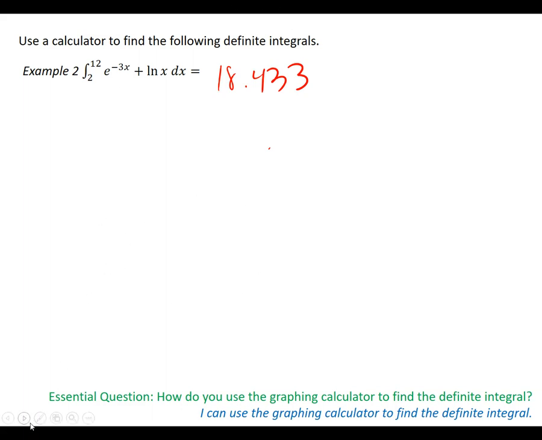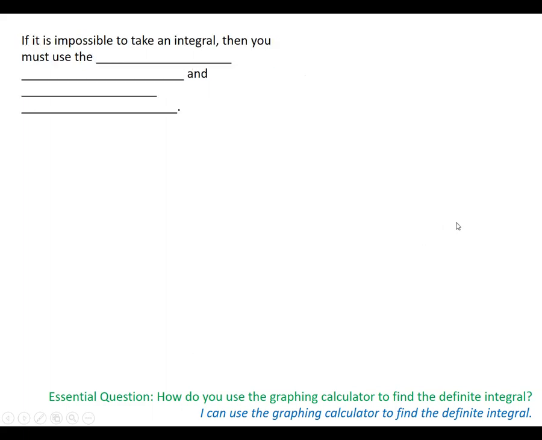Okay, ready for the next part? Yeah. Okay, so out of the left-hand column again, we're going to change how we're doing the example slightly. Okay? If it is impossible to take an integral, then you must use the fundamental theorem of calculus and your calculator.